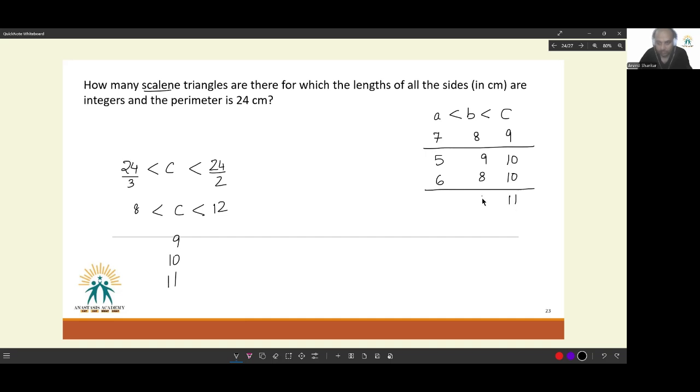Let's look at 11, 10, 3; 11, 9, 4; 11, 8, 5; 11, 7, 6. And this is it. No more cases available. I get 4 cases from here, 2 cases from here, 1 case from here. Altogether, I get 7 cases for scalene triangles whose perimeters are 24 and sides are integer.